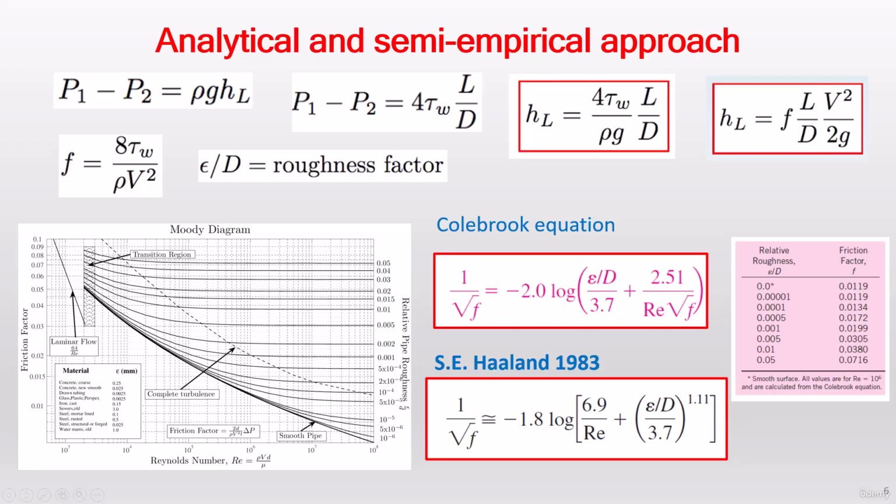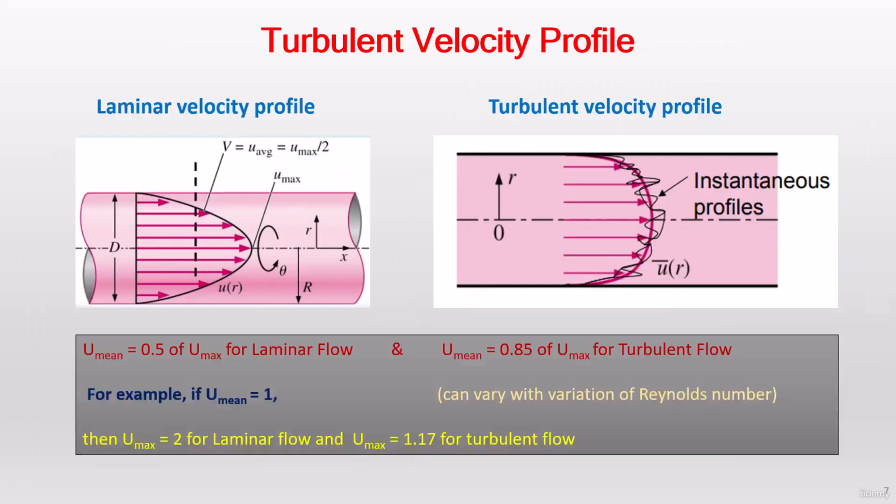Okay, but here the friction factor is not directly a function of the Reynolds number like in the laminar pipe flow, but it's a function of the Reynolds number plus epsilon upon D. If epsilon upon D is 0, then this will be simply a function of Reynolds number, but not exactly; the values are not the same as the laminar pipe flow.